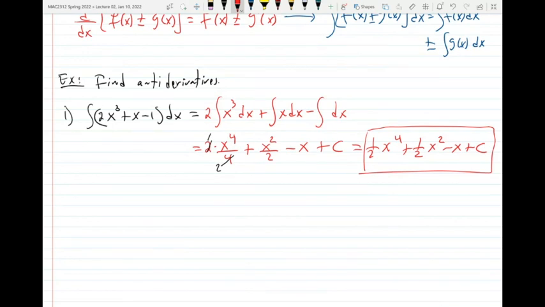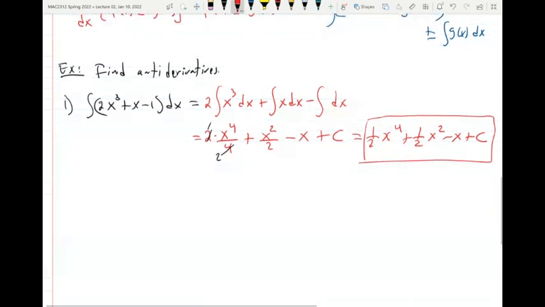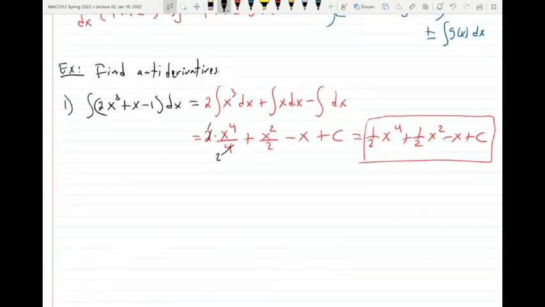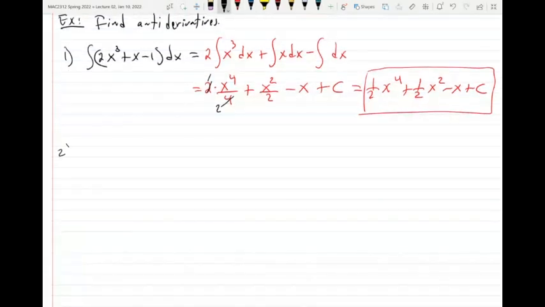Here we basically use the 3 rules that we have above, right? We use the power rule, we use the constant rule right here in the very first term by taking the 2 out, and then we use the sum difference rule. You're going to be using this rule all over the place. Are you okay with this? All right, so let's do a couple more.